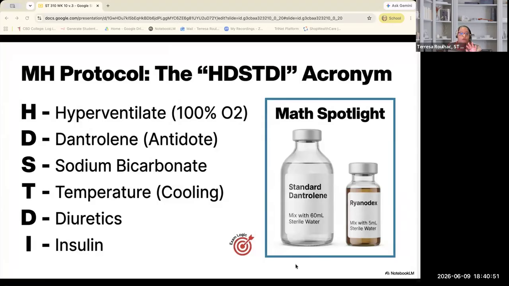For your quiz, I do not expect you to memorize in detail every single thing. What I do want you to remember is recognizing MH early. Stop the trigger agents. Give dantrolene. Begin supportive treatment immediately.